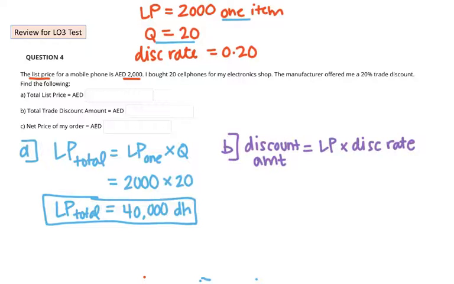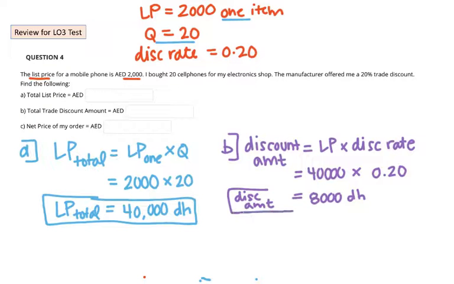The discount amount is just the list price. That would be the total list price for the whole order, 40,000, times the discount rate of 20%. And then when we calculate it, we get a final discount amount of 8,000 dirhams that would have been taken off the list price. That's the discount amount.